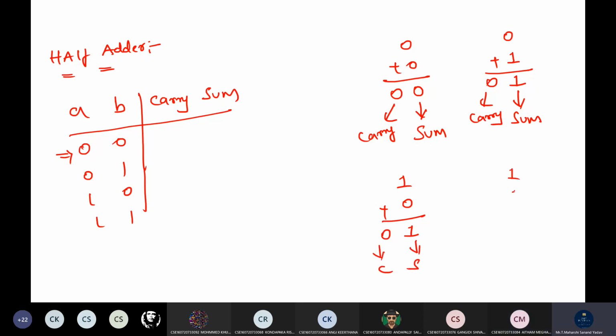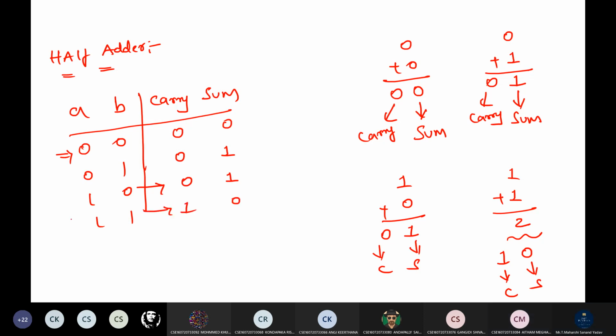Next, for 1 plus 1. 1 plus 1 is 2. 2 is represented as 1, 0. 0 is sum and 1 is carry. So 0 plus 0 is 0, 0. 0 plus 1 is sum 1, carry 0. And here also sum 1, carry 0. And here carry will be 1, sum will be 0. Okay, next do the K map for sum and carry.